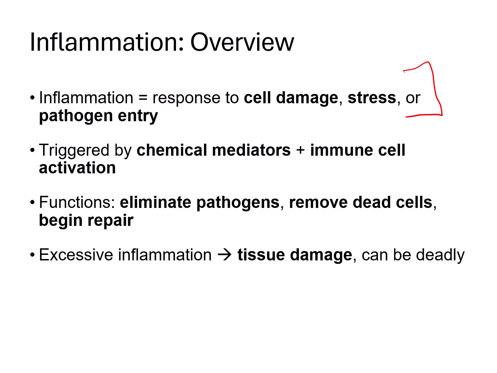It begins with the release of chemical mediators, followed by the recruitment and activation of phagocytes. The purposes of inflammation are to eliminate pathogens, remove dead or damaged cells, and begin the tissue repair process. However, if inflammation is excessive or uncontrolled, it can cause significant tissue damage and even become life-threatening.